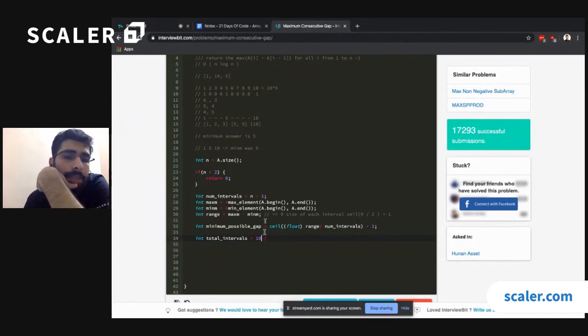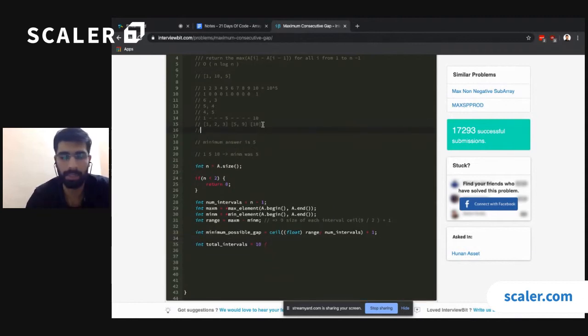Yes, or 10 numbers. Because if each number is 5 away, then I will get 1, 2, 3, 4 here. I will get 5, 6, 7, 8, 9 here and 10 here, right? So this is the maximum, this is the minimum, and each interval is of size 4 or 5. So each interval should be of size 5. So these will come here, 6, 7, 8, 9, and 10. They should suffice here, and the answer will be 5 here.